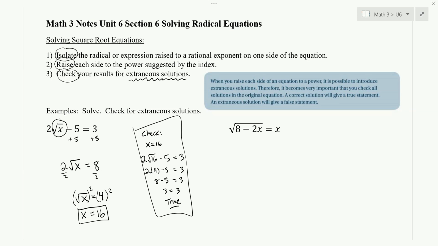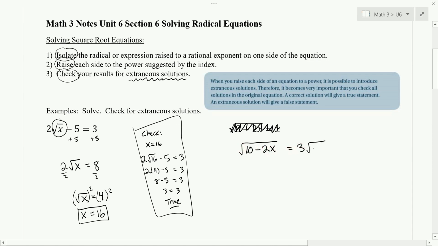Okay. So the second example, first step, a question, yeah. What does yours say? Let's go with yours. Okay, so yours is, let me just copy it down. 10 minus 2x.